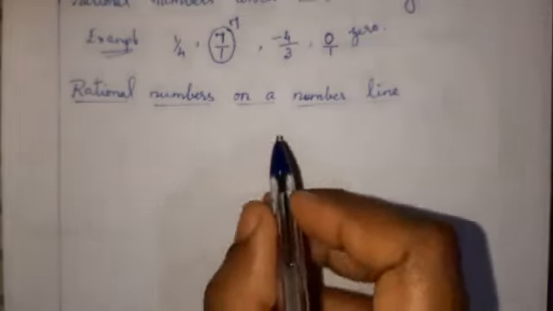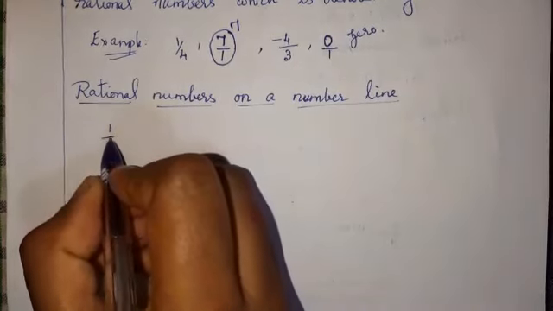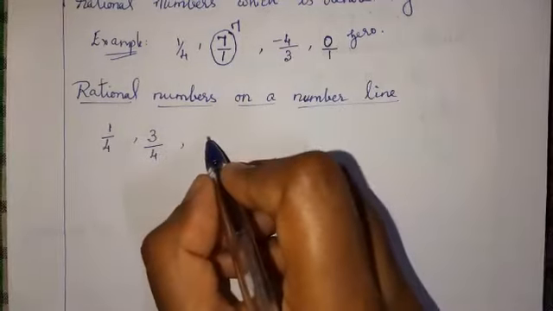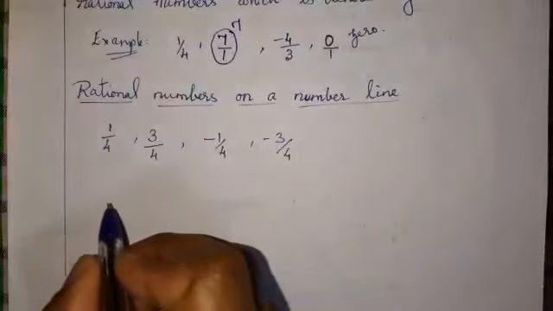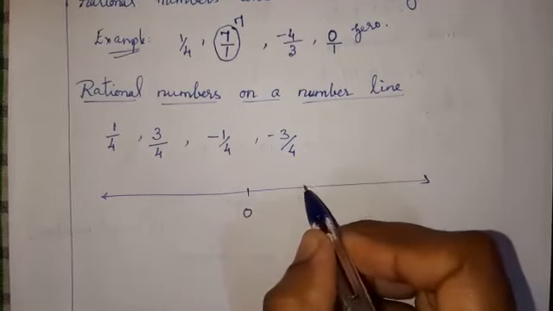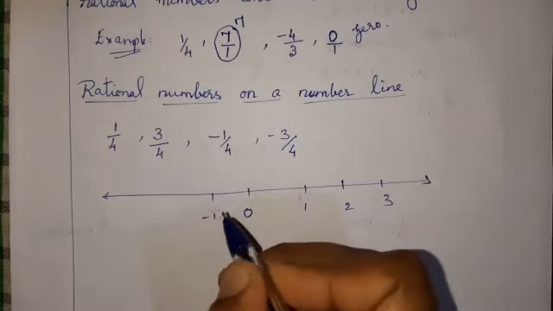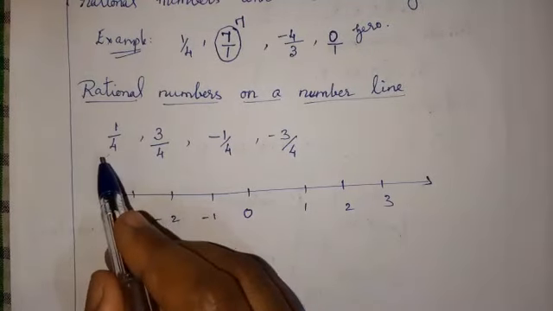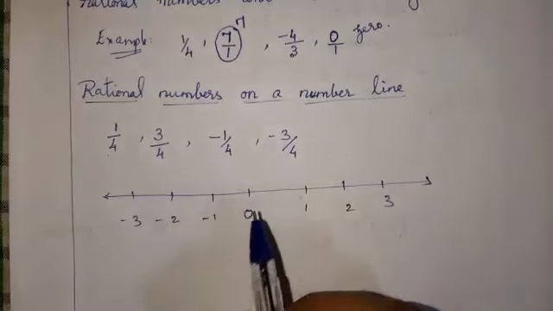Rational numbers on a number line. Rational numbers 1 by 4, 3 by 4, the same numbers in negative also: minus 1 by 4, minus 3 by 4. Draw a number line: 0, 1, 2, 3, etc. Minus 1, minus 2, minus 3.